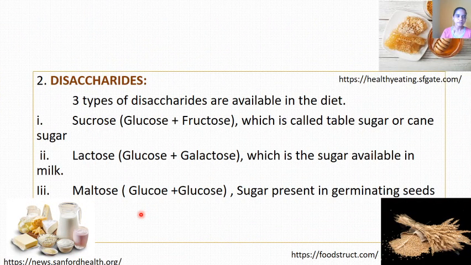Next one is disaccharide. Di refers to two, saccharide again sugar. So disaccharides refers to the sugars that have two sugar units. Examples: sucrose. When you are eating sugar, that contains sucrose. If you are drinking milk, it contains lactose, and the grains contain maltose. Sucrose is also called table sugar or cane sugar. Milk sugar is lactose, and grain sugar is maltose.